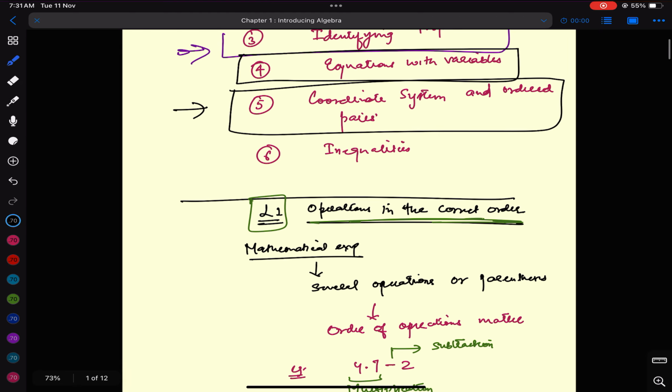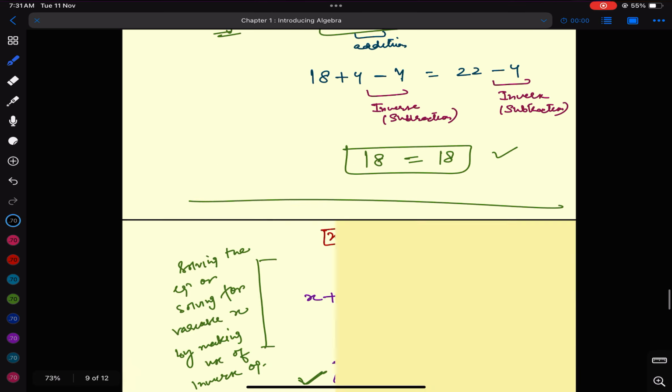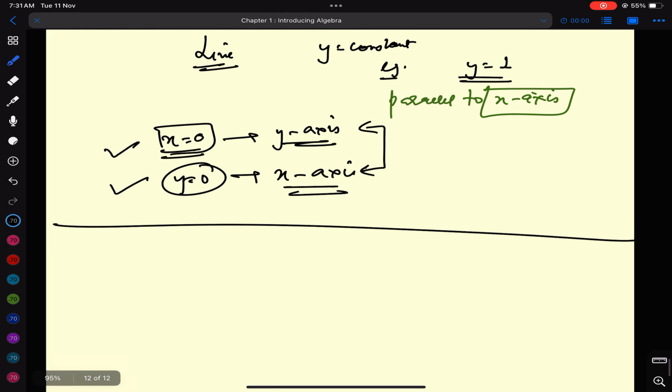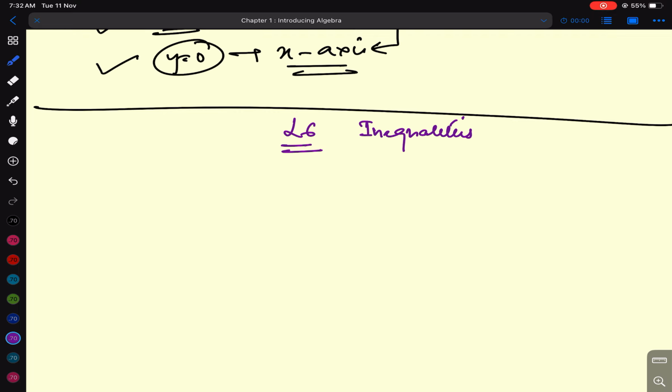Now let's move to lesson number 6, which is inequalities, and that's the last lesson of this chapter. Then we'll close for today. We'll be covering the next chapter in the next video. The lesson number 6 that we are going to study is all about inequalities. We did talk about equations. Now we are going to talk about inequalities.